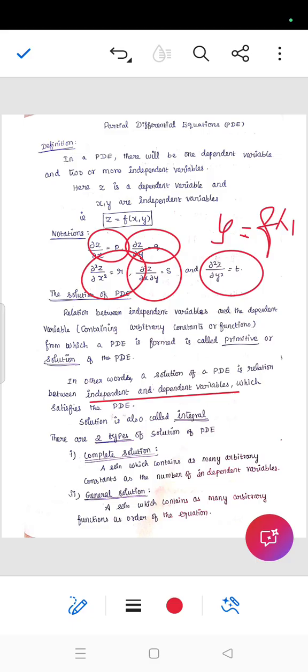Then what do you mean by general solution? A general solution is nothing but one which contains as many arbitrary functions as the order of the equation. So if it is a first order equation, we will have one arbitrary function in the solution. If we have two arbitrary functions in the solution, then it is called a general solution.